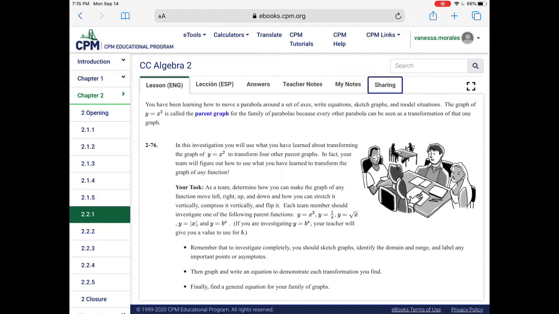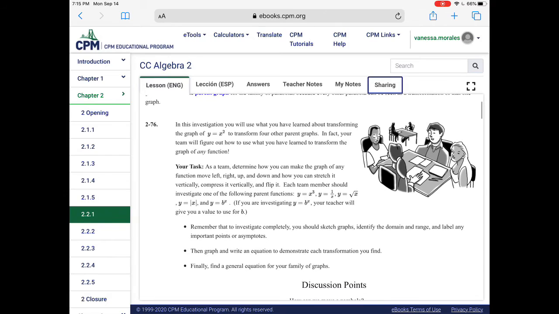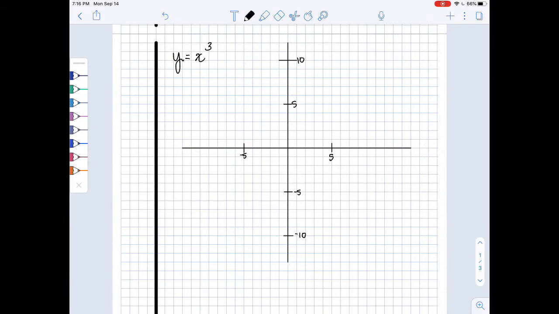So for the first part, I'm going to have you graph each parent graph and sketch it in your notebooks, identify the domain and the range, and label any important points. So please use Desmos to help you graph this function. Make sure you choose points from your Desmos graph.